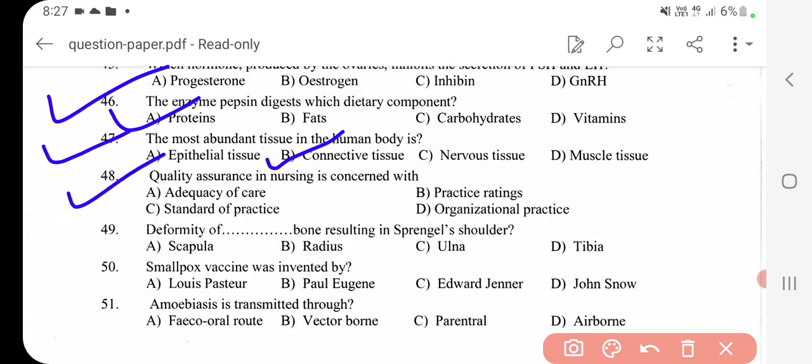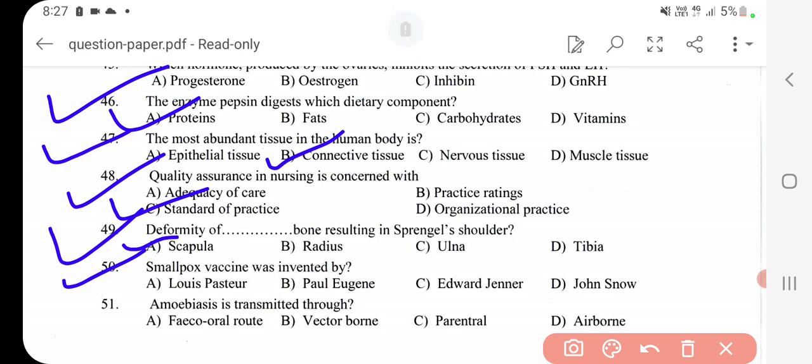Next, 48. Quality assurance in nursing is concerned with adequacy of care, practice ratings, standard of practice, organizational practice. So right answer is option C, standard of practice. Next, 49. Deformity of dash bones resulting in Sprengel's shoulder: scapula, radius, ulna, tibia. So right answer is scapula.